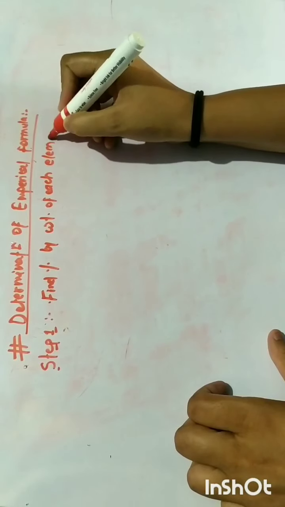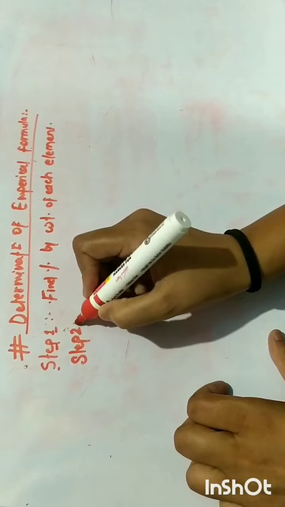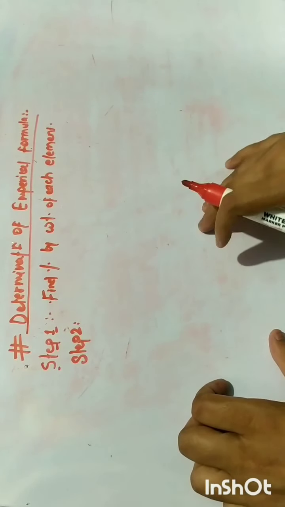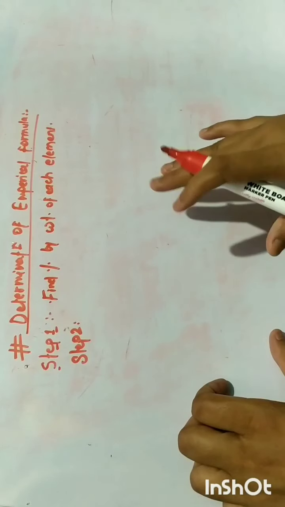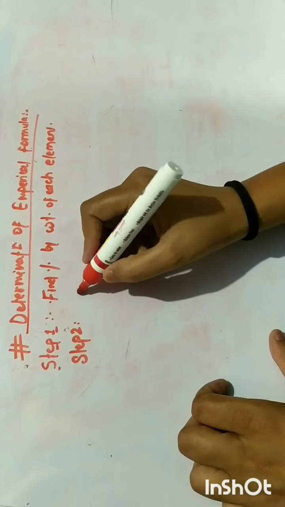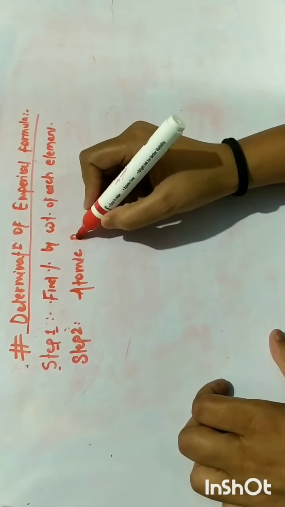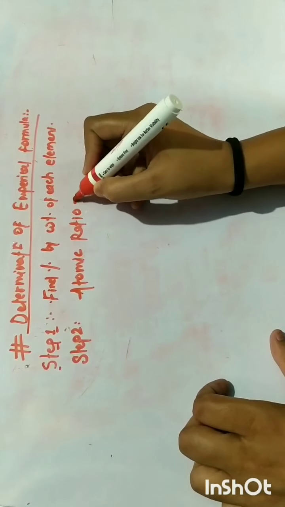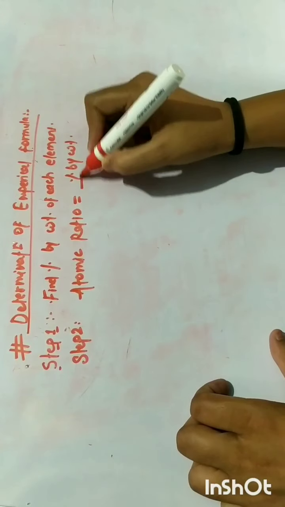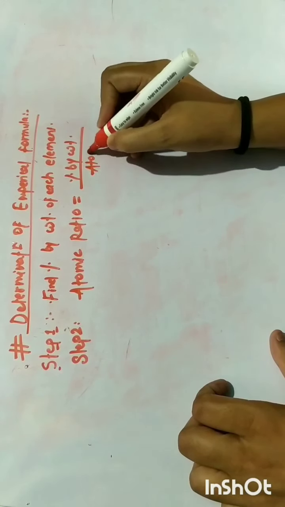Step 2 is the percentage by weight of each element is divided by its atomic weight. It gives the atomic ratio of elements present in the compound. So, atomic ratio is equal to percentage by weight divided by atomic weight.